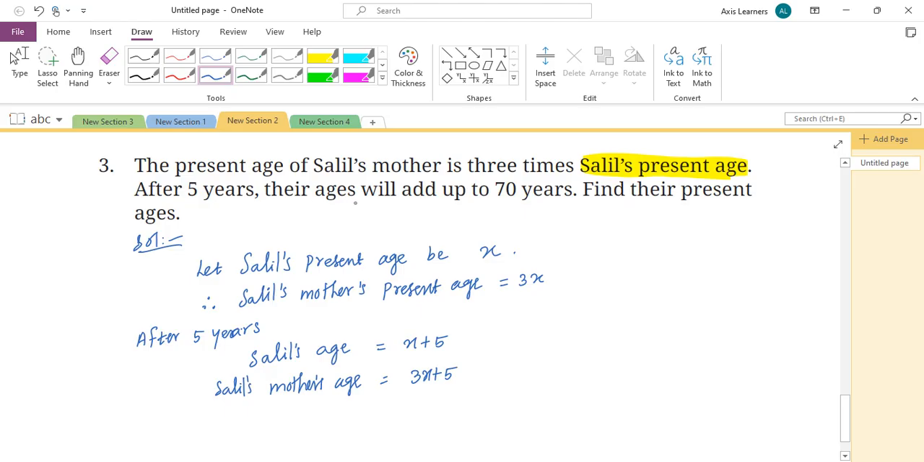After 5 years, their ages will add up to 70 years. Their ages will add up to 70 years. Okay, so we can write it according to the question. If you add these two, it will be equal to 70. Okay, so x plus 5 plus 3x plus 5 equal to 70. Okay, so what we need to find? We need to find the ages of both Salil and his mother. Okay, now we will do it. 1 minute.